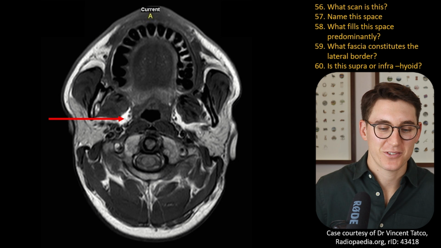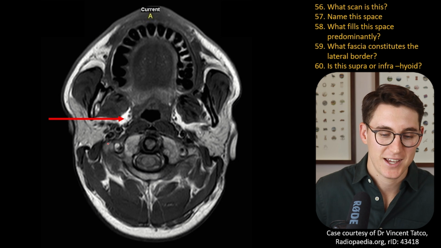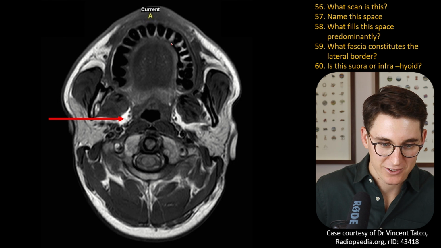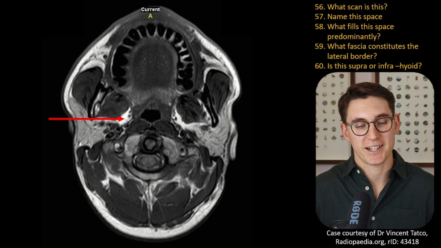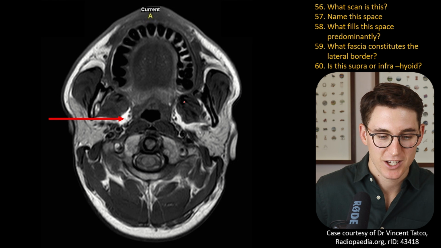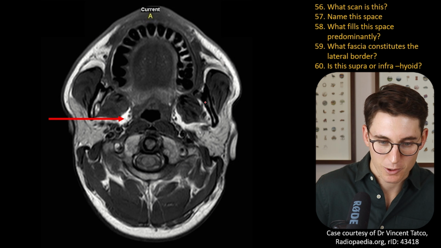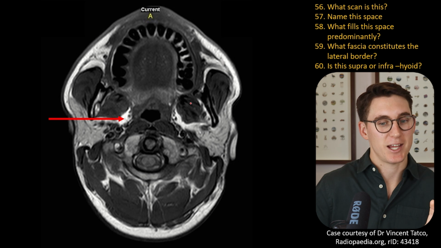Moving on to question 56, we're now back up in the head and neck. We see our teeth here anteriorly, our muscles of mastication here. We're asked to identify the type of scan that this is. We can see we've got bright fat here. Our bones are dark. This is not a CT scan. This is an MRI scan.